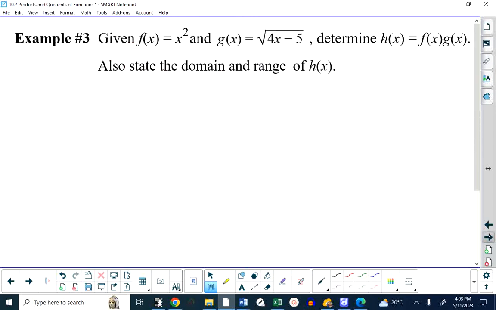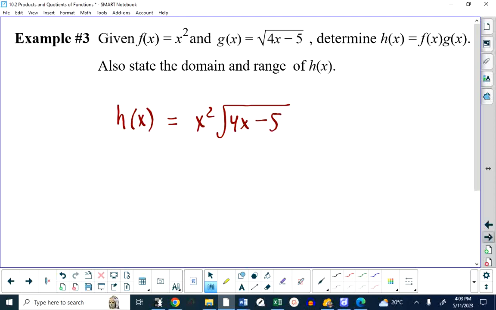Number 3, again, we're given two functions. What's the domain and range of a product? So h of x is the product, which will be x squared times the square root of 4x minus 5. I mean, there's nothing to that. That's what h of x is. What is the domain and range?